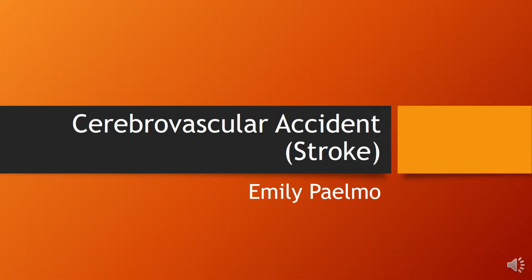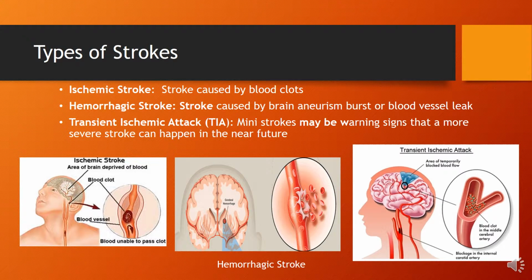Cerebrovascular accident is the medical terminology for a stroke. A stroke happens when blood cannot flow through because of blockage or a rupture of the blood vessel. There are two major types of stroke.